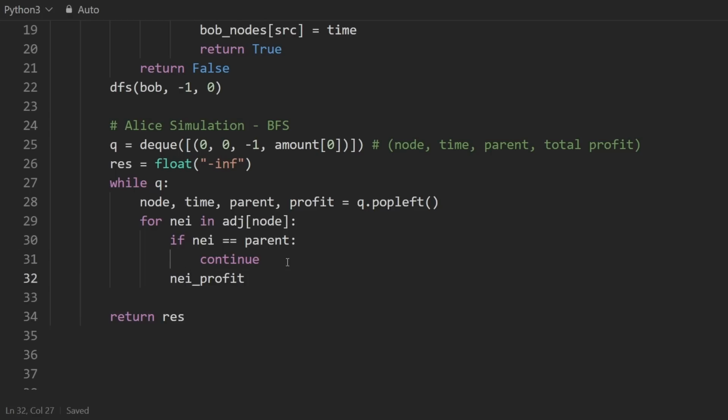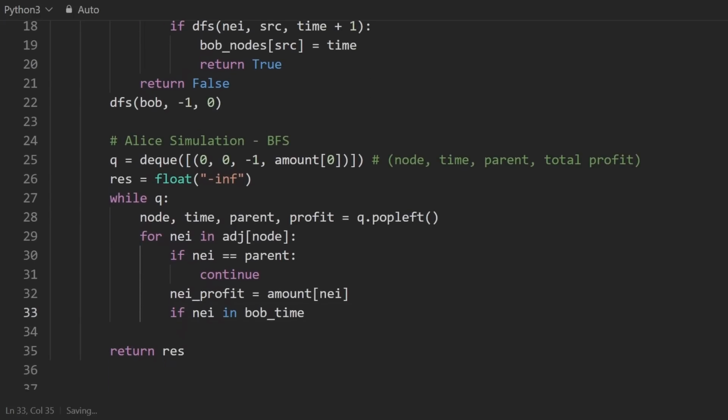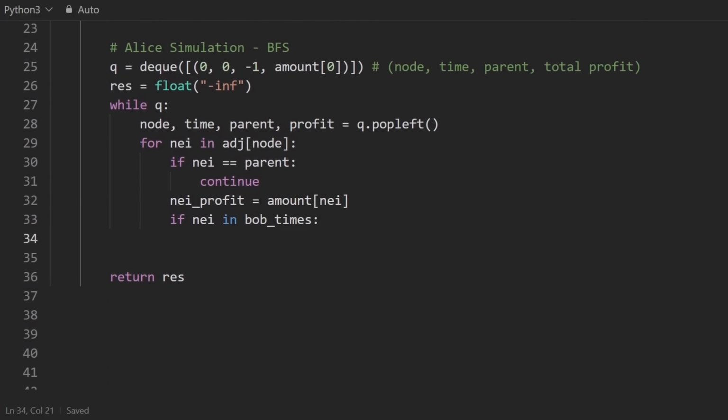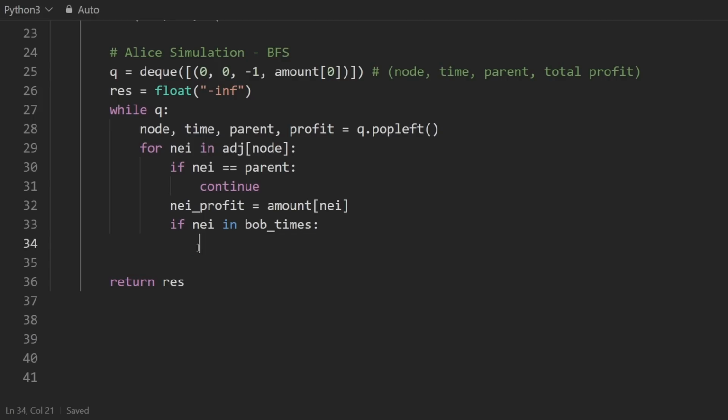We assume that we can collect all of the amount from the current neighbor, but we don't know if that's actually true. So what we're going to do is have a couple of conditions. We're going to say if the neighbor is in Bob times, I think that's what the hash map was called, Bob times. If that's the case, well, then we need to know, does Bob reach this node first? Because if he does, well, then that's going to mean this.